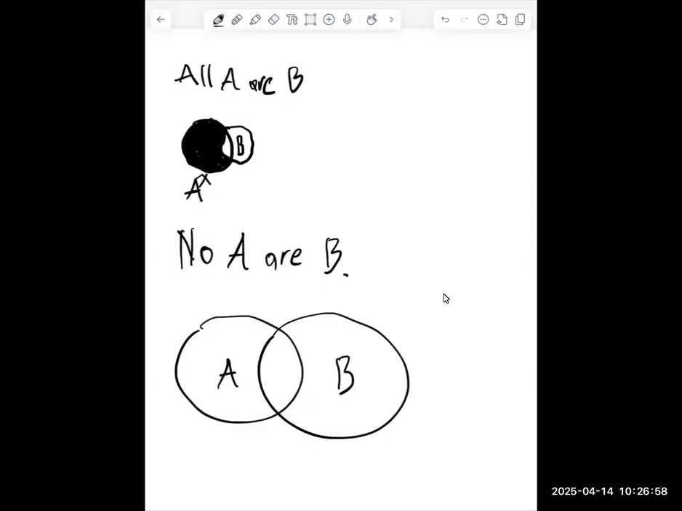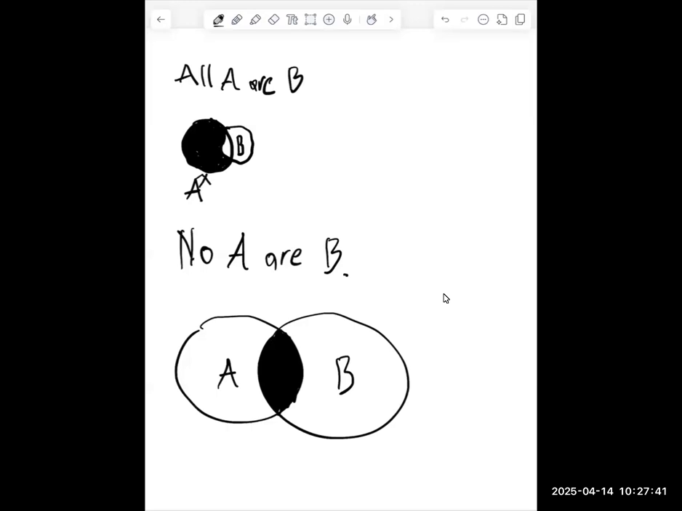Well, what are we saying here? We are saying that nothing can fit in this space where A and B overlap. No A are B looks like this, right? We black it out to show that nothing could fit in here. It is empty. Nothing is going to go in here. This is what no A are B looks like.